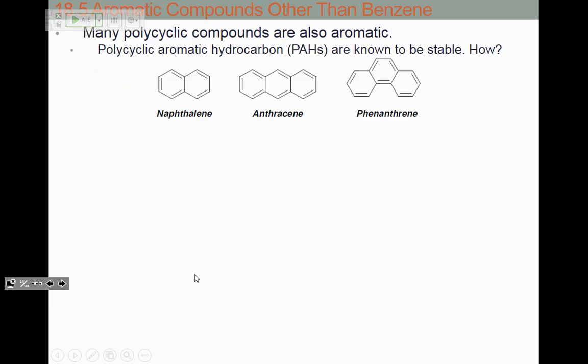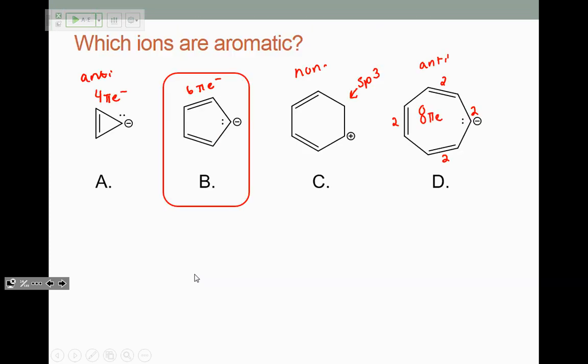And you should be able to represent whether they're anti-aromatic, non-aromatic, or aromatic. So this one's non-aromatic. Anything that's not anti-aromatic or aromatic would be non-aromatic.